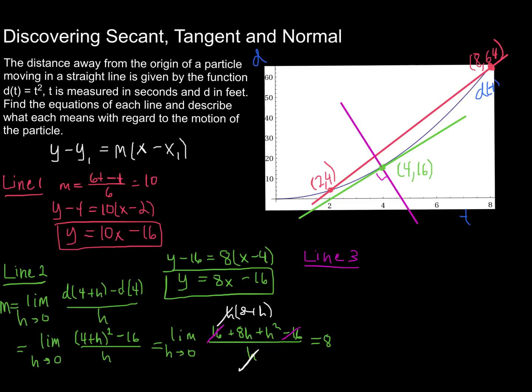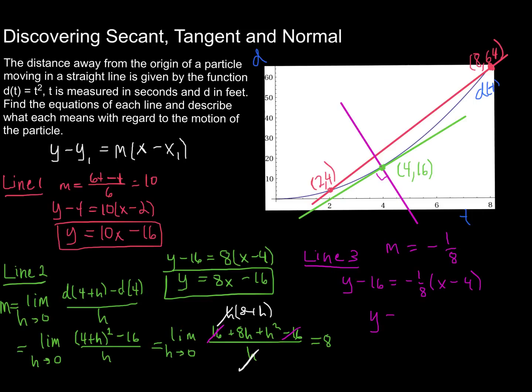So now we can write the equation of our line. I'm going to just write here that the slope for line 3, m, is equal to the opposite reciprocal, which is going to be negative 1/8. Okay, so now if I write this out, I have y minus 16 is equal to negative 1/8 times (x minus 4). Okay, I can simplify this a little bit by multiplying this 1/8 times x and by negative 4, and then adding 16 to both sides.